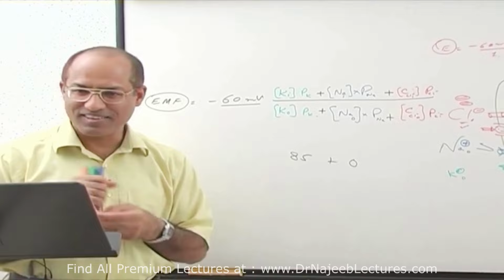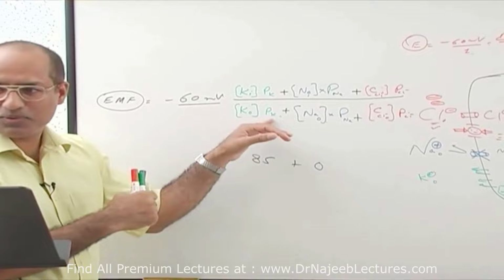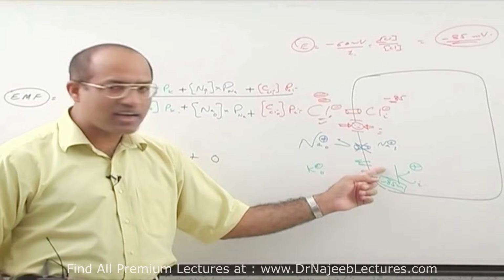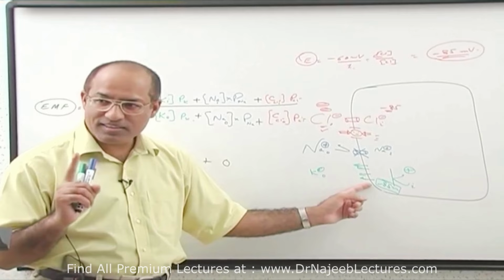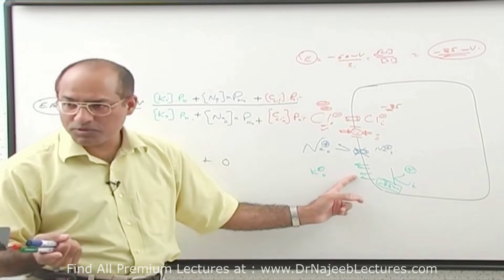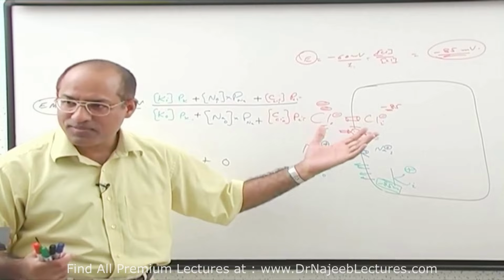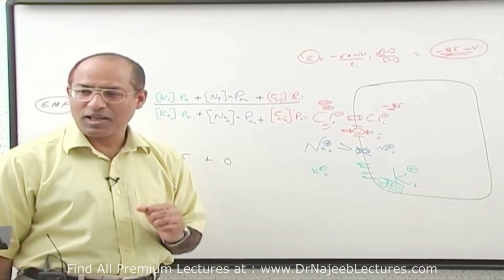So you know about the Goldman equation and the Nernst equation? The Nernst equation is just saying what will be the equilibrium potential determined in the membrane when there is one ion across the membrane which is able to move. And other ions are hypothetically not there, but practically they are there. So we have to think of the Goldman equation. But let me tell you the real trick.